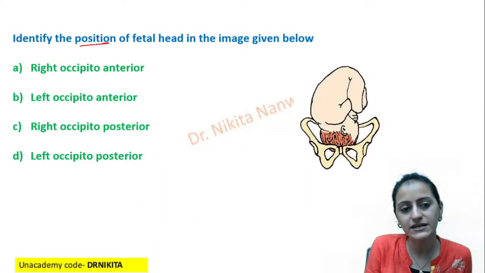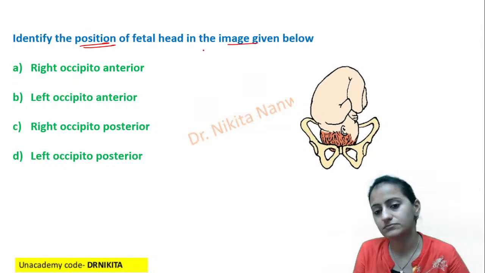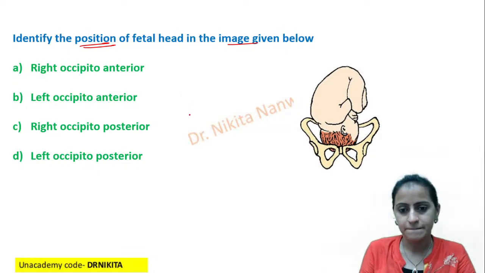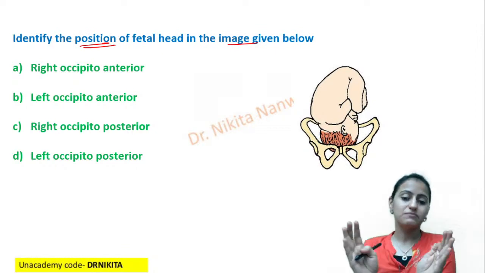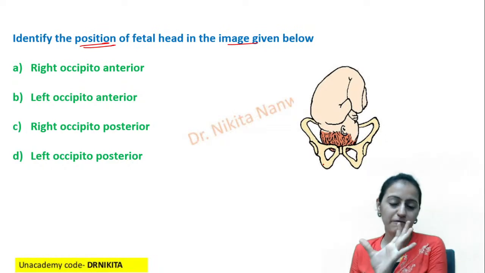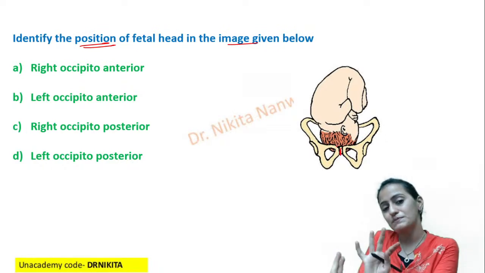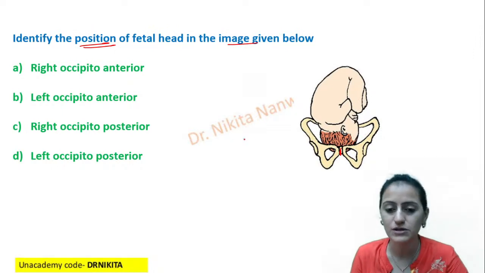Next question, identify the position of fetal head in the image given below. What is the position of fetal head in the image given below? So look at the image very carefully. The image has been given as if you are looking at the patient from the front. आप ये front view से देख रहे हो, you are seeing the pubic symphysis. It is not पीछे sacrum. If it would have been the other way around, I'll tell you the answer will be different.